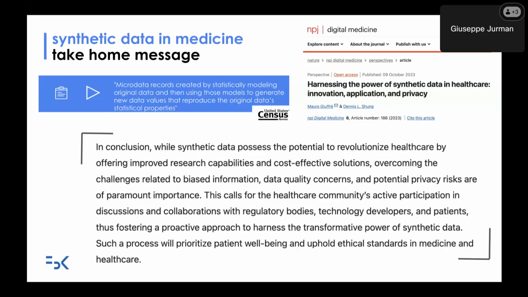So they are free from problems of GDPR. And in general, the very recent trend, the expectation, is that synthetic data may have the potential to revolutionize healthcare. However, there are a number of issues that need to be taken into consideration if we want to be sure that the models that we are building on top of this data can be clinically relevant and clinically reliable.